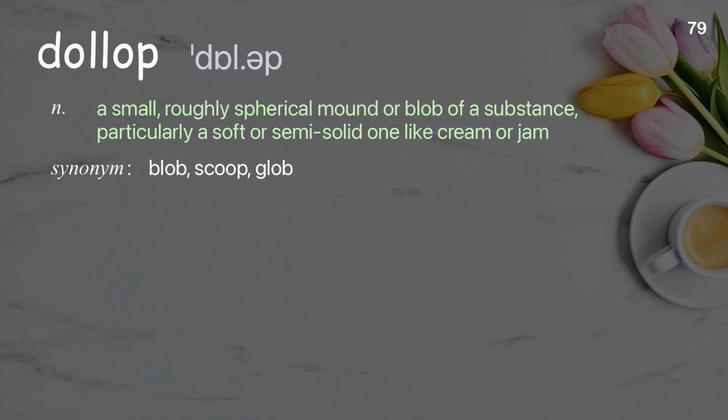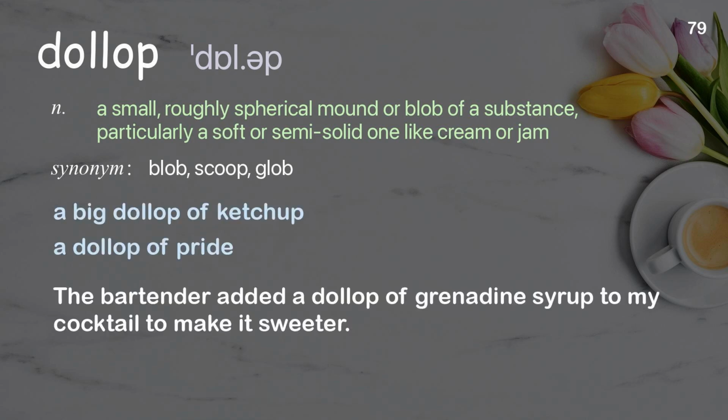Dollop. A small, roughly spherical mound or blob of a substance, particularly a soft or semi-solid one like cream or jam. Examples: A big dollop of ketchup. A dollop of pride. The bartender added a dollop of grenadine syrup to my cocktail to make it sweeter.